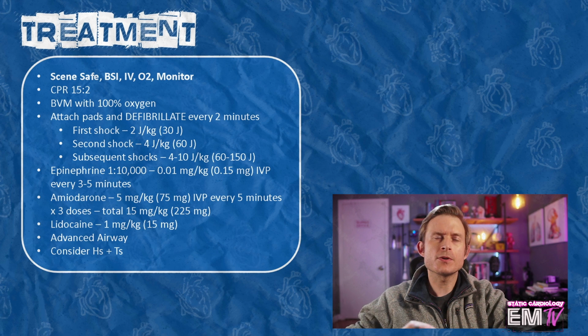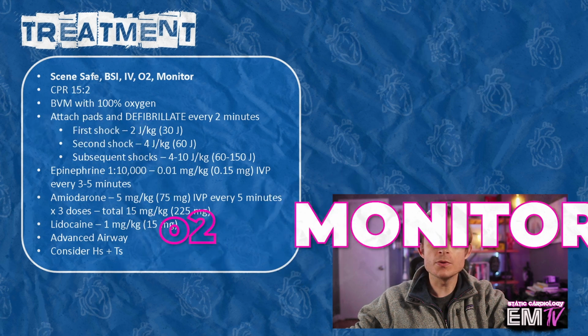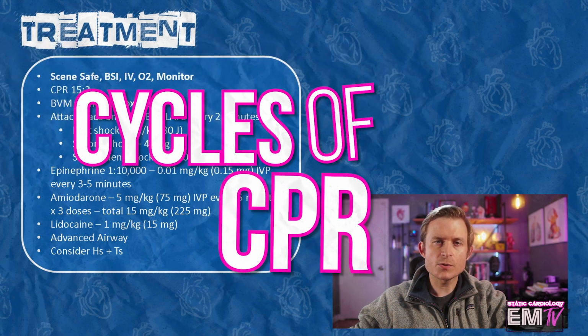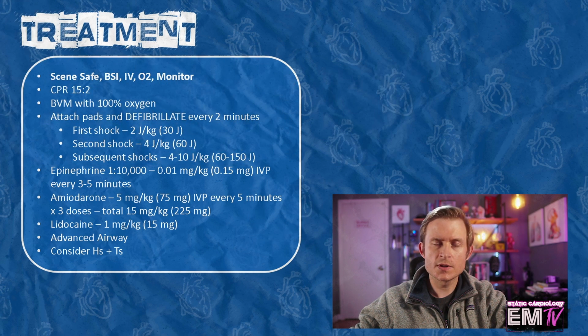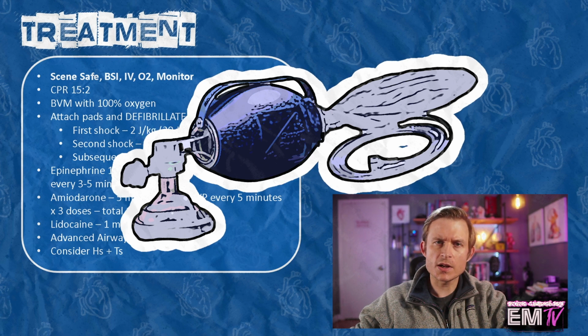Just like with all my other cards, I'll begin treatment by regurgitating the mantra. Scene safe, BSI, IV O2 monitor. Remember, this is a CPR event, and because this is a pediatric patient, we'll be doing CPR in cycles of 15 to 2. So 15 compressions for 2 breaths, until an advanced airway is established. And because hypoxia is one of the leading causes of cardiac arrest in children, we'll make sure that we're providing ventilations with the BVM attached to 100% oxygen.